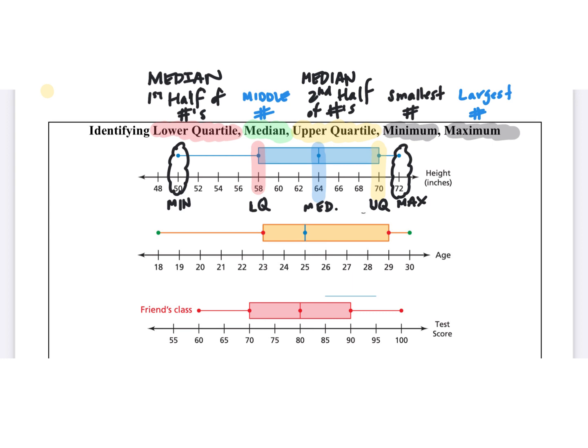So let's go ahead and talk about another one. The median in this case would be 25 because that's the middle number. And the middle number for the first half of the numbers is 23. That's called the lower quartile. And the middle number for the second half of the numbers is 29. That's called the upper quartile. So we have a lower quartile, median, and an upper quartile. And then lastly, again, our first and our last dot, not the first and last number on the number line, are always called the minimum and the maximum.